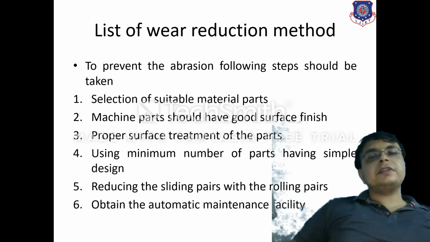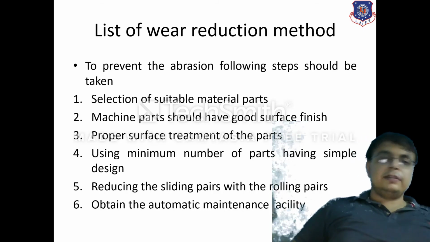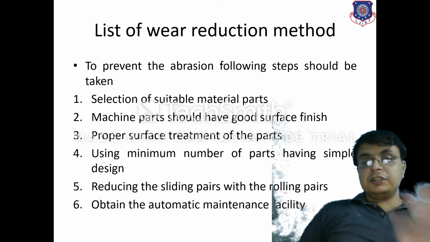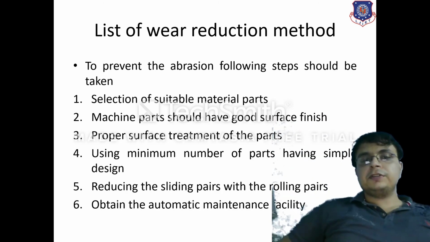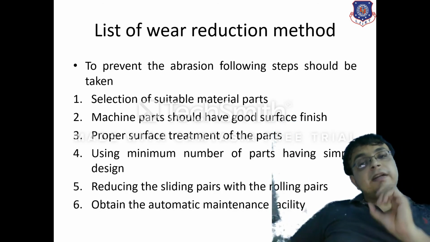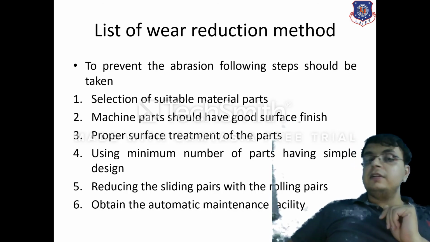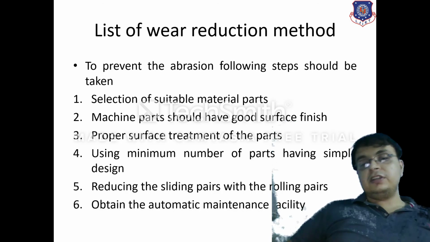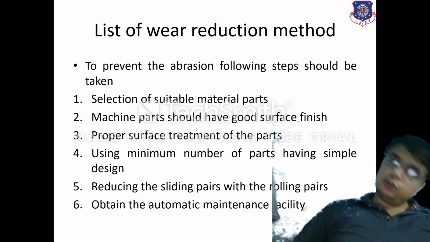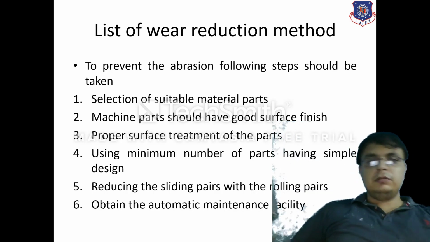So to prevent the abrasion, the following steps are required to be taken. That is, select a suitable material, that is the perfect material that is being required. Machine parts should have a good surface finish. Proper surface treatment should be done. Use of the minimum number of parts having simple design should be done. Reduction in the sliding pair with the roller pair should be done. An automatic maintenance facility should be made. So this is how the wear reduction can take place.